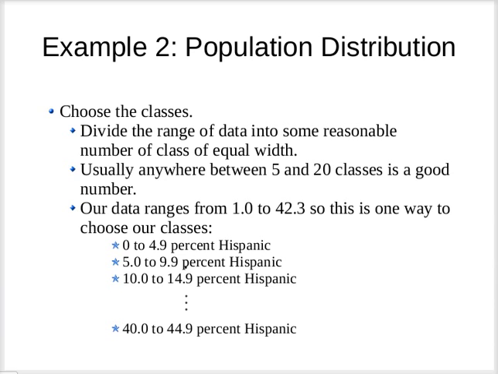value of 1.0. Then I need to include all the 5% intervals up to the one including my high percentile of 42.3. So I'm going to go in 5% increments all the way up to the interval 40.0 to 44.9% Hispanic. So if you count these up, there are actually 9 classes here. So that is a great number to have. And next we're going to make a grouped frequency distribution using those classes or intervals.